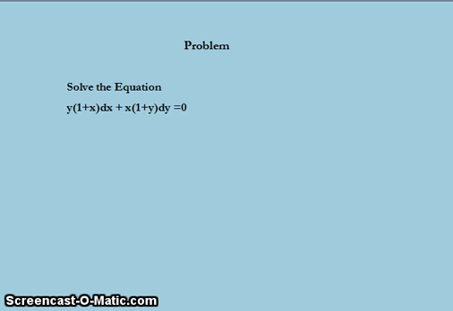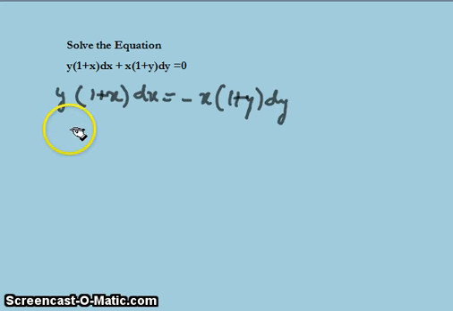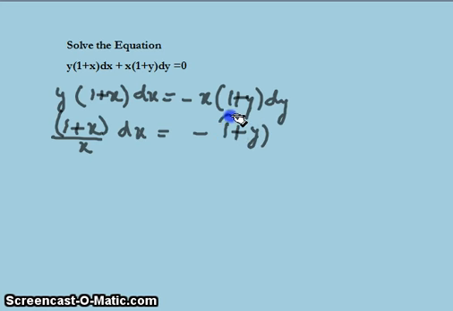Now here we have an equation which is y(1 plus x) dx plus x(1 plus y) dy equal to 0. Since in this equation the variables are separable, applying the steps we have previously discussed, we can write the equation by bringing the y terms to one side and x to the other. We have y(1 plus x) dx equal to minus x(1 plus y) dy. Now rearranging the x and y terms, we have (1 plus x) by x dx equal to minus (1 plus y) by y dy.